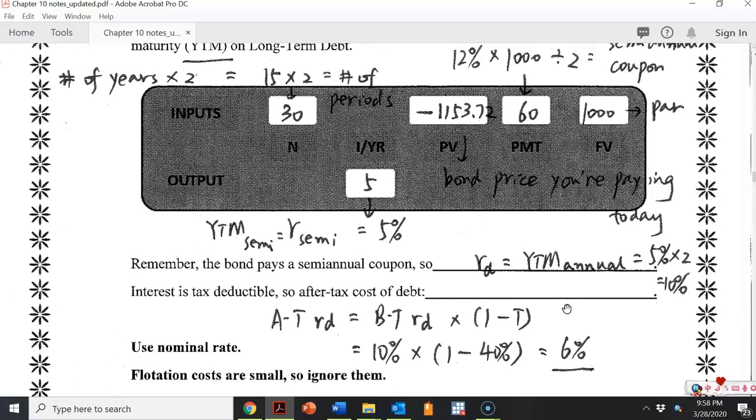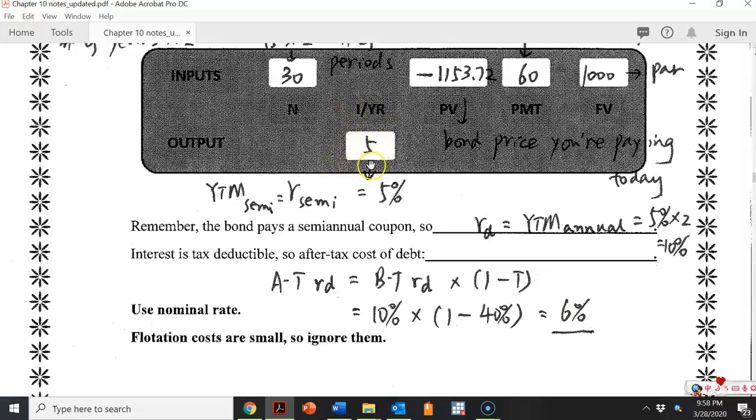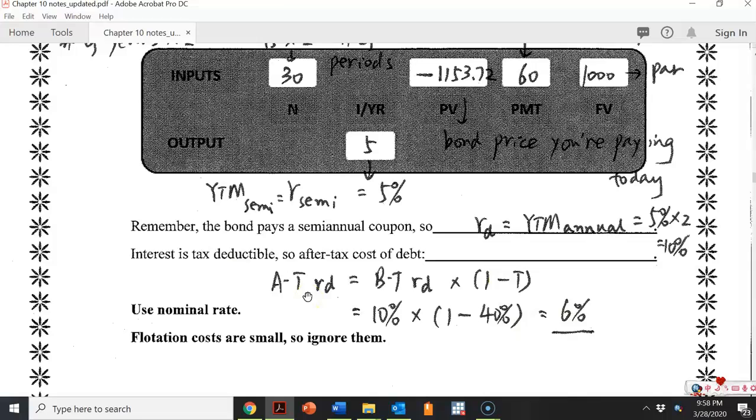I hope you could solve this question on your own before we look at the answers, because this is what we already learned: how to calculate the semi-annual cost of debt, and how to get the annual by multiplying by 2 from the semi-annual cost of debt. The only new thing we learned today is to do this tax adjustment, multiplying by 1 minus t, to get the after-tax cost of debt, the nominal annual after-tax cost of debt, as the component cost for WACC.